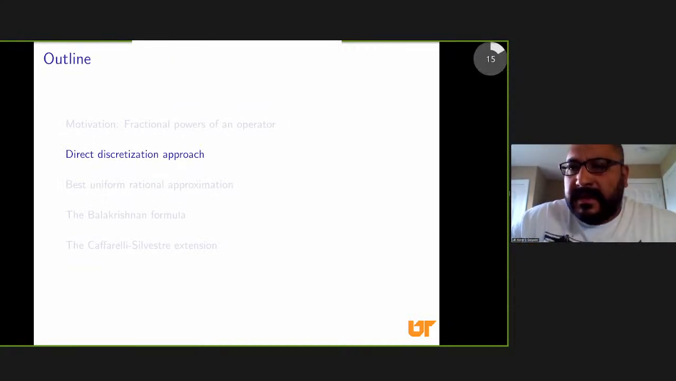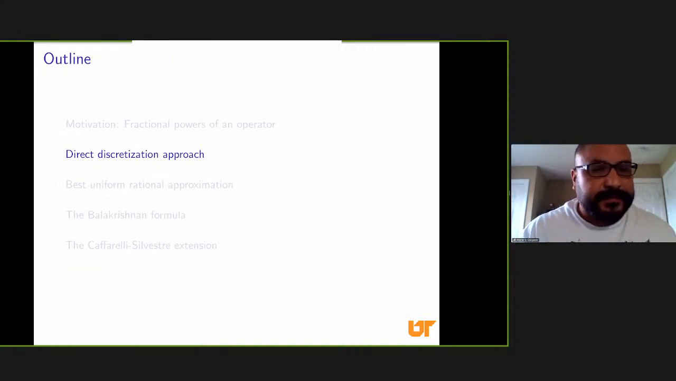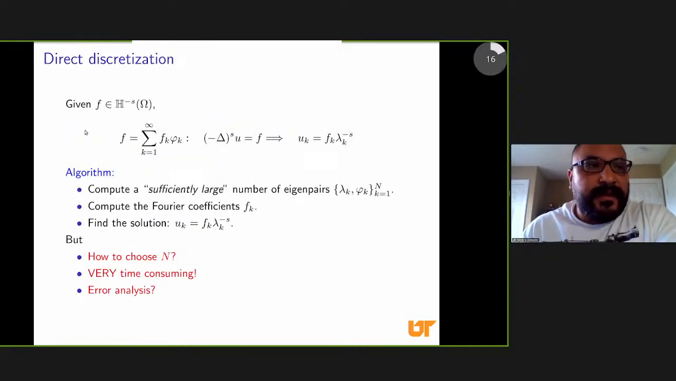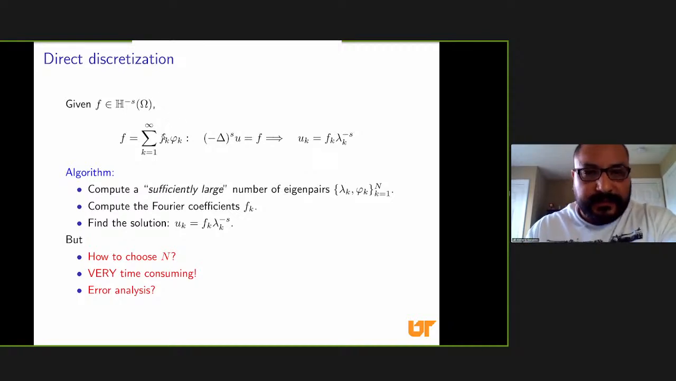Let's start talking about discretization. As I mentioned, from the definition, there's a very obvious thing to do. Since the definition of the fractional Laplacian comes from this eigenvalue expansion, the obvious thing to do is a Fourier expansion of my right-hand side. Each one of the modes, the f_k, you multiply by the suitable power of lambda, and then go back by summing these u_k times the eigenfunctions.